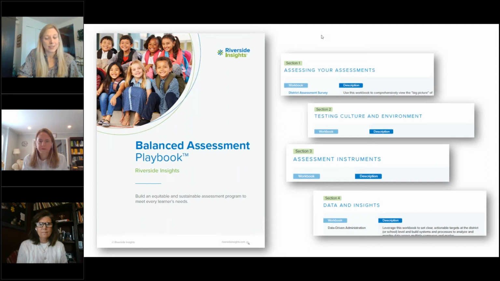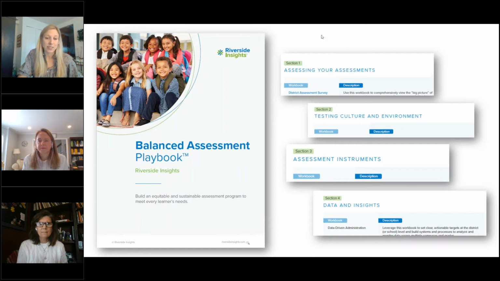Section 2 moves into testing culture and environment. What is the culture that you have right now surrounding assessments? Is it a positive one? Is it a negative one? And what are some best practices and tips that we can share to ensure that you have the best culture and environment for your assessment program?